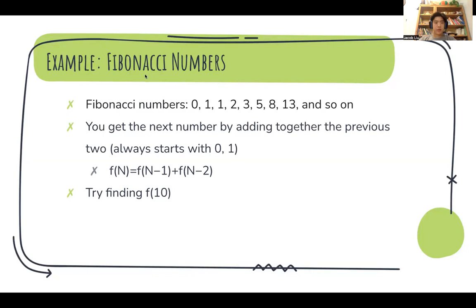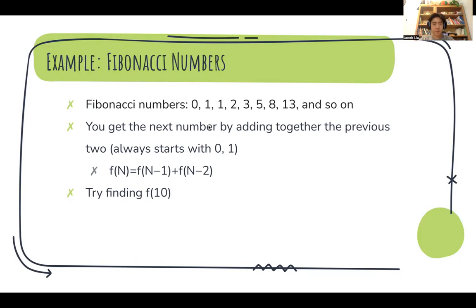So an example of something that you can use a recursive function for is finding Fibonacci numbers. The Fibonacci numbers are 0, 1, 1, 2, 3, 5, 8, 13, and so on. The pattern here is that you get the next number by adding together the previous two numbers. And it will always start with 0 and 1. Sometimes you may see it start with 1, 1, but usually it starts with 0, 1.